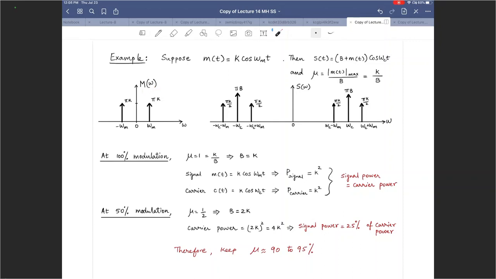M(omega), the Fourier transform of k cosine omega_m t, will have two impulses, two delta functions, one at plus omega_m and one at minus omega_m. Their weights will be pi k each. S(omega), the Fourier transform of the transmitted signal, will be B plus m(t) multiplied by cosine. All right, so what is this going to look like? I can do this in two pieces actually. Let's do B cosine omega_c t. B cosine omega_c t will give you two impulses, one at plus omega_c and one at minus omega_c, both with the weight of pi B.